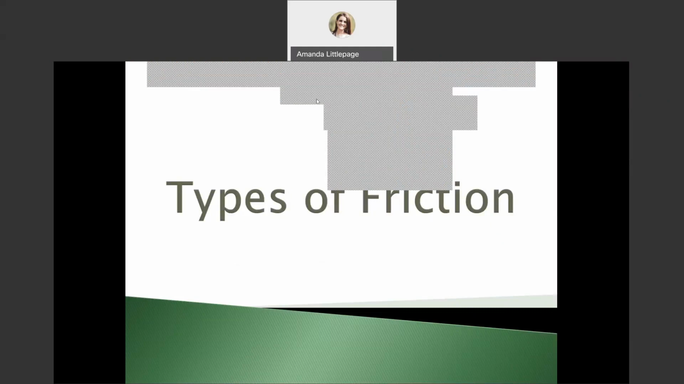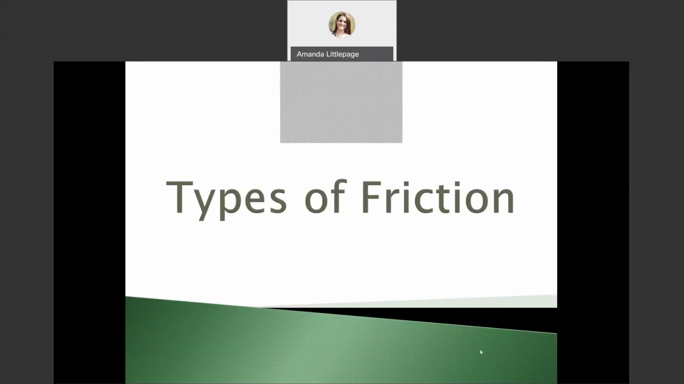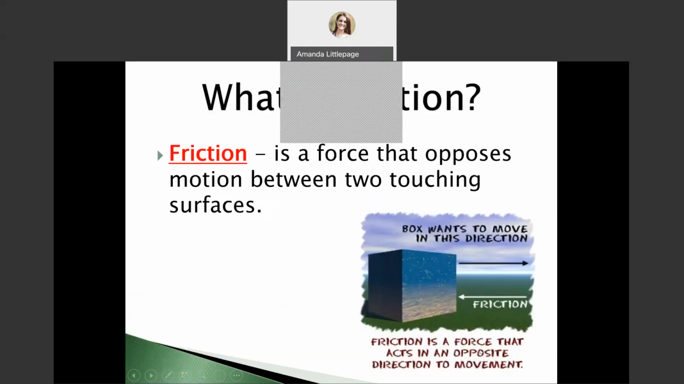Okay, so here we are. This should be a better view for you. So, types of friction. Let's discuss. Friction in general is a force that opposes between two surfaces. So anytime you're trying to move an object, push a box, do something like that, there's going to be friction occurring between the base of the object and the surface that it's exposed to.